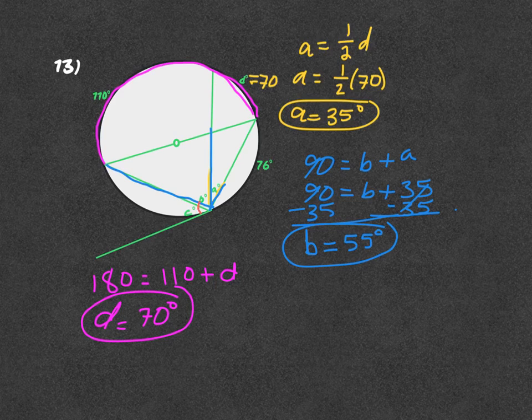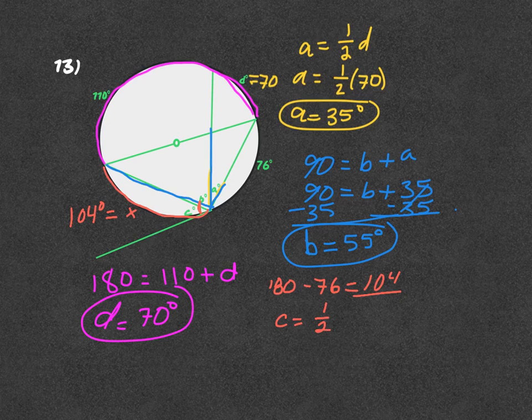Now I'm going to find c. I'm going to find c by finding this intercepted arc by taking 180 minus 76 to get this intercepted arc. 180 minus 76 is 104. So c is going to be half of 104. Half of 104 is 52. C equals 52 degrees.